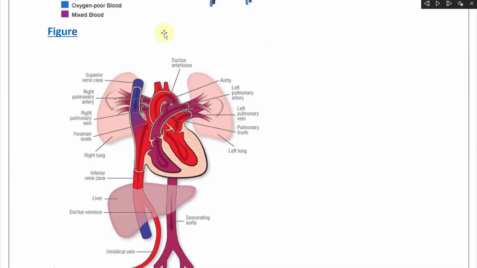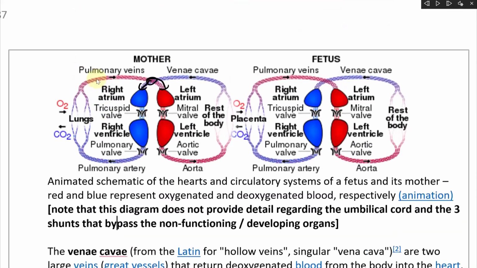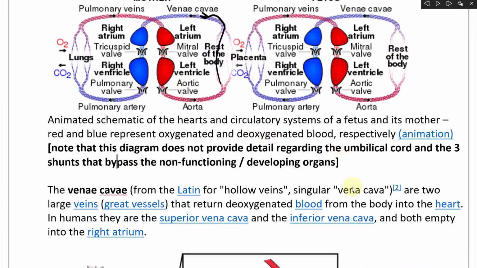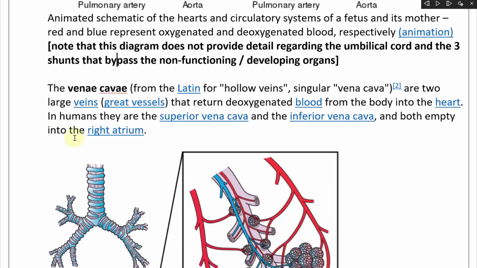Alright, so let's just keep scrolling back over here. So you have the general one, the pulmonary vein over here. It goes to the left atrium. Then there's a mitral valve, and it goes to the left ventricle. Then there's an aortic valve, and it goes to the aorta. Then it goes to the rest of the body, as well as the placenta. But then it goes back to this vena cava, which is singular. So that's the plural, because you have the superior and inferior. So the vena cava, let's pronounce this.